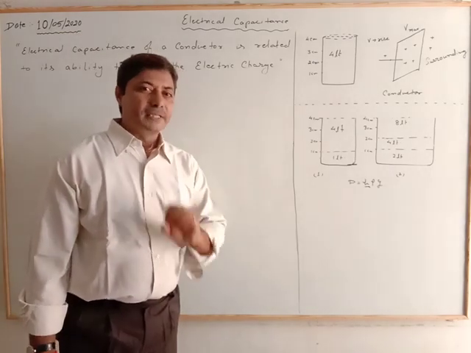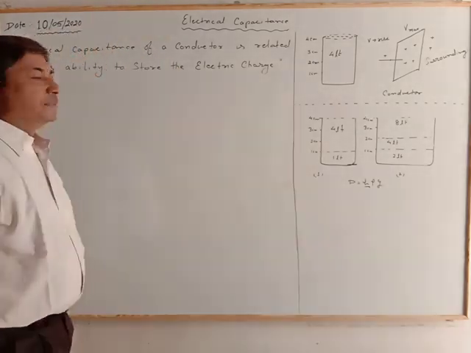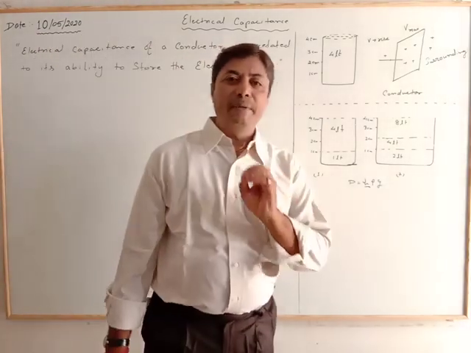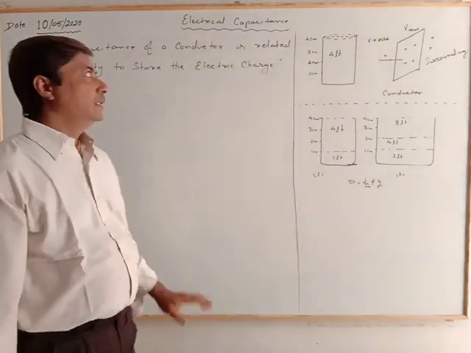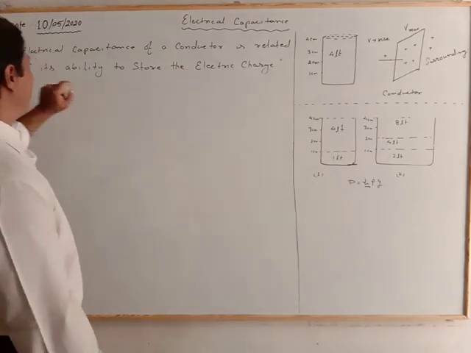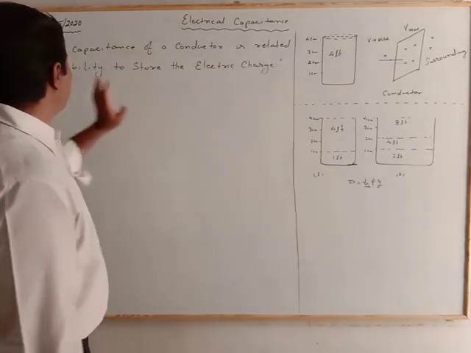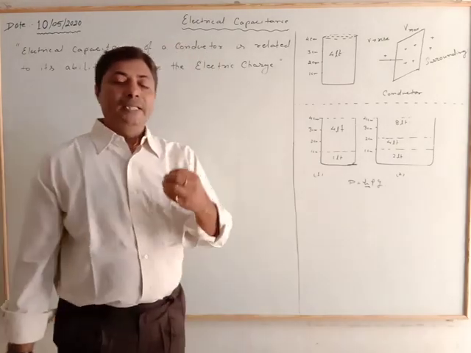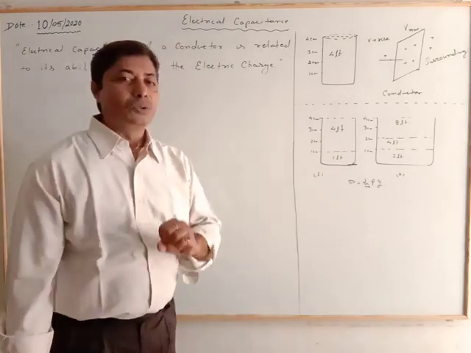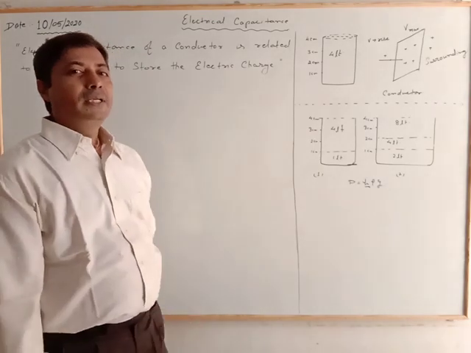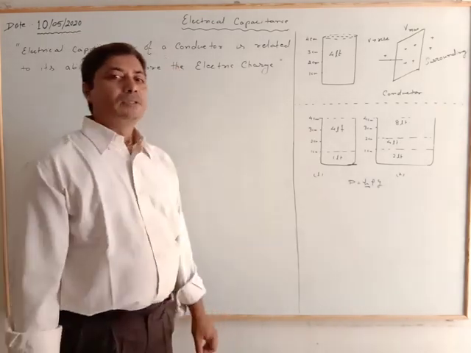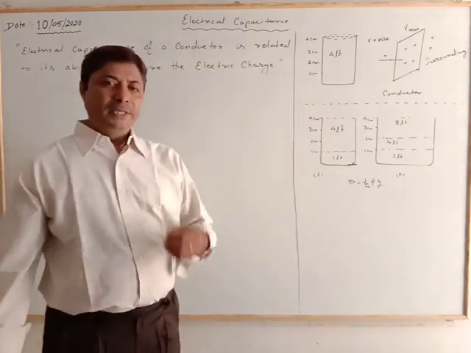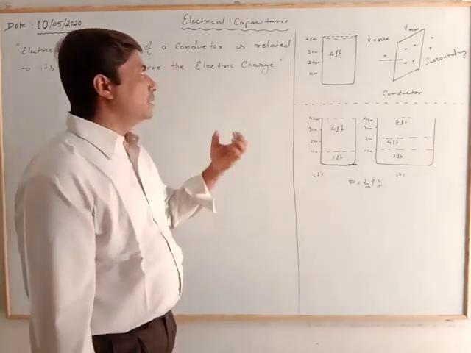Now today we will discuss electrical capacitance. That is the measure of the charge-storing ability of a conductor. Electrical capacitance of a conductor is related to its ability to store electric charge. It means the measured value of how much charge a conductor can store is known as capacitance. Now we will discuss how it is so.